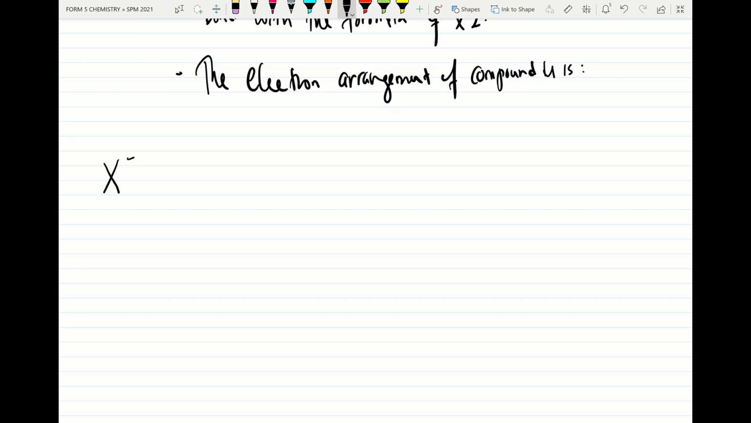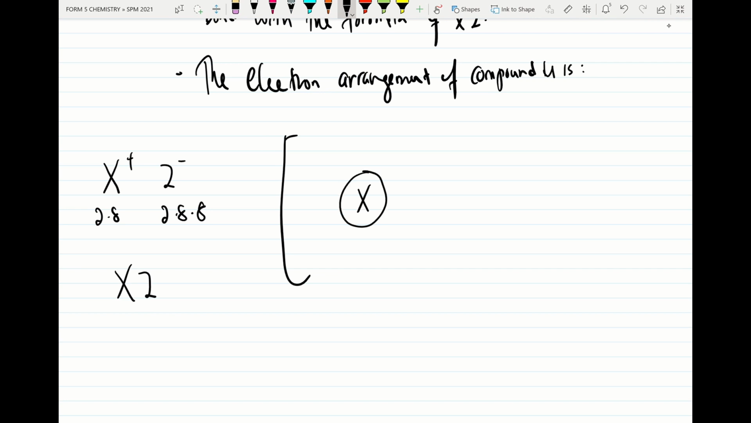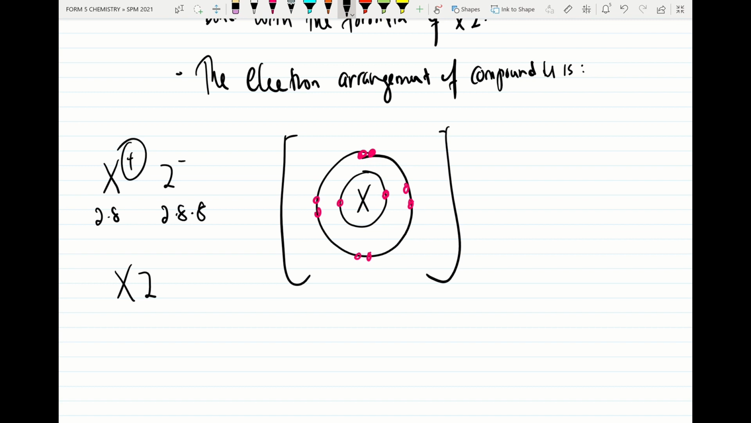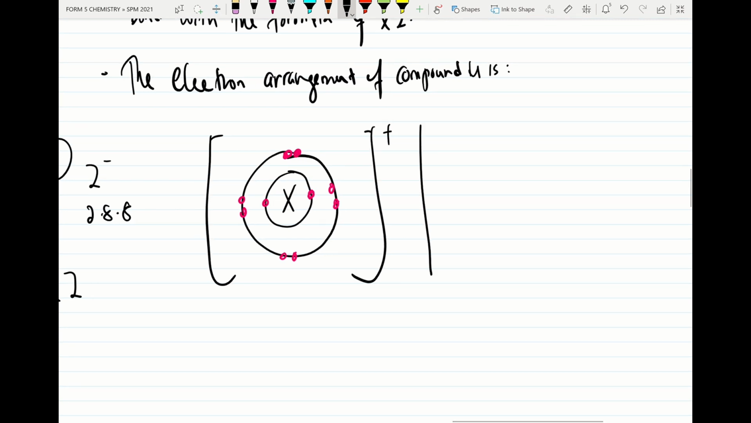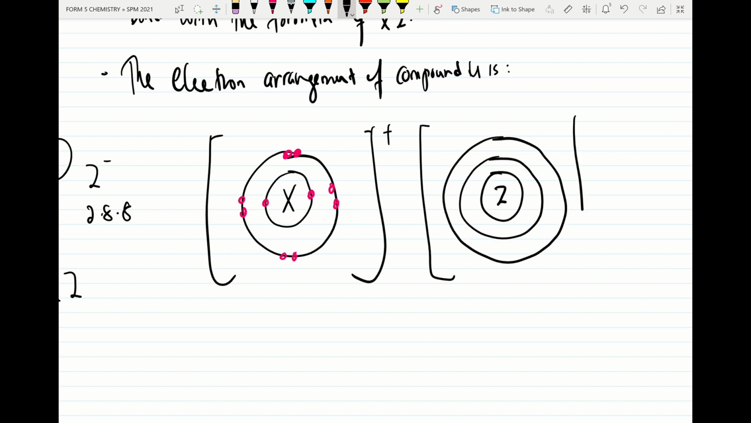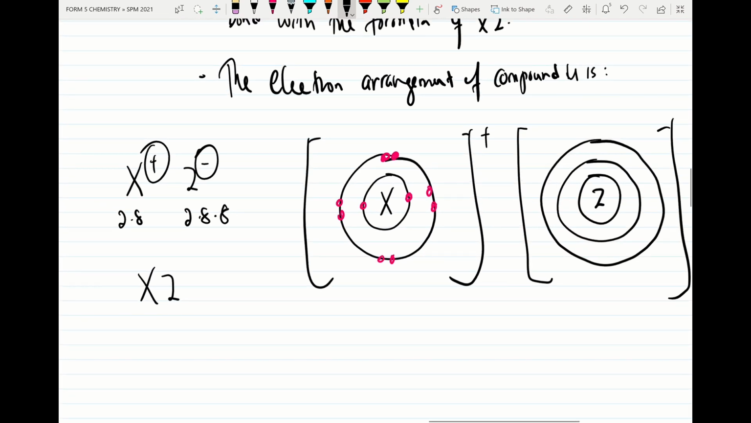So I put here X positive, so 2.8. So we put here Z negative 2.8.8. All right, so this is the one. So once we get the formula XZ, we open bracket. So we put here X first shell, second shell. So first shell 2 electron, second shell 8 electron. So we close the bracket, we put the charge here. So next will be Z. Z got 3 shells: first shell, second shell, third shell. So we close the bracket, we put the charge negative here.